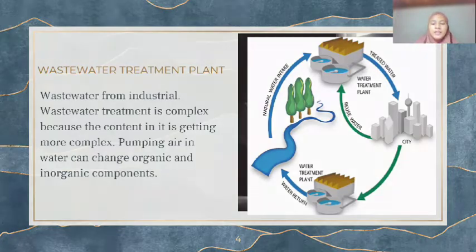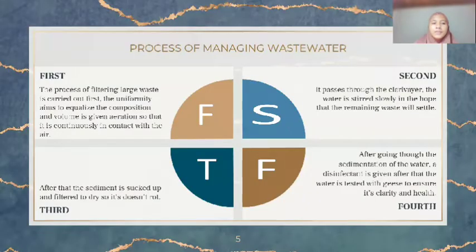The process of managing waste is as follows. First, the process of filtering large waste is carried out. Then, equalization aims to equalize the composition and volume, and is given aeration so that it is continuously in contact with the air. Then, a microbial filter is given which can trap solid organics and suppress nutrient travel. Pollution reduction can be done by adding microbes.